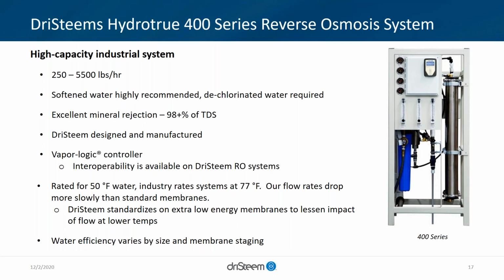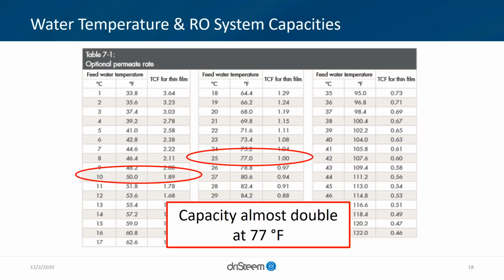The other thing is the water efficiency varies by size and membrane staging. As we look at these systems, I think the max is 75% recovery, and has different variances depending on the configuration. Again, another chart regarding the temperature aspect of it.